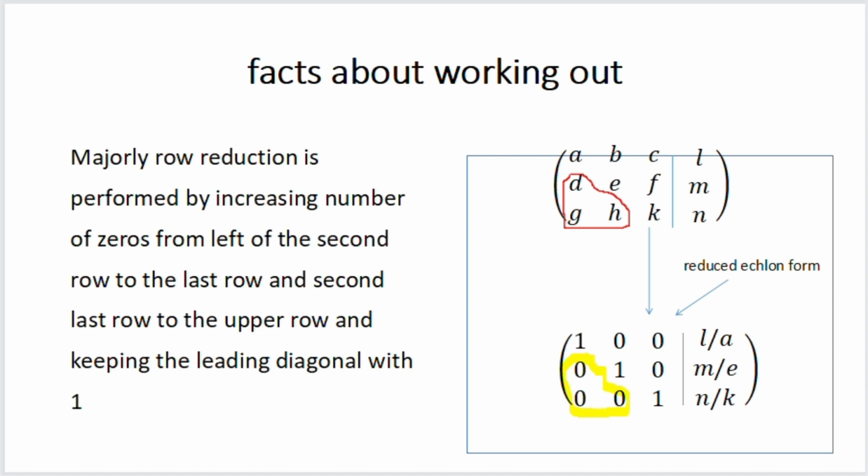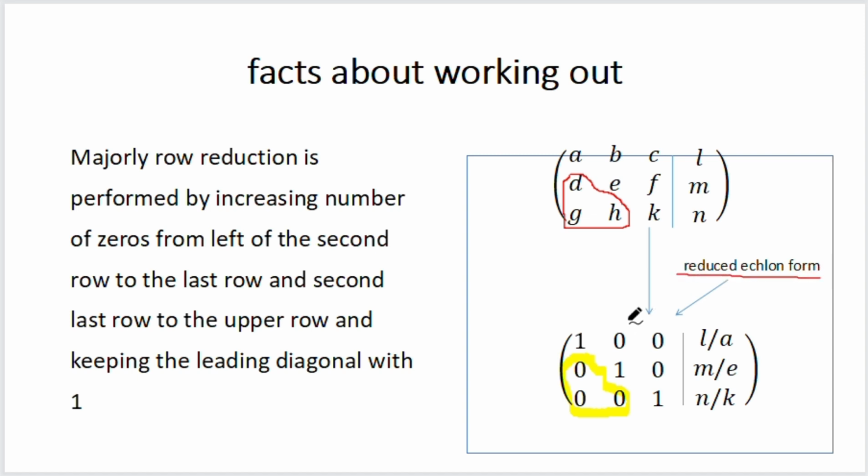So the first one is that row reduction is performed by increasing the number of zeros from the left of the second row to the last row, and from the second last row to the upper row, while keeping the leading diagonal with 1. After achieving this, that's when we say that we have achieved the reduced echelon form.